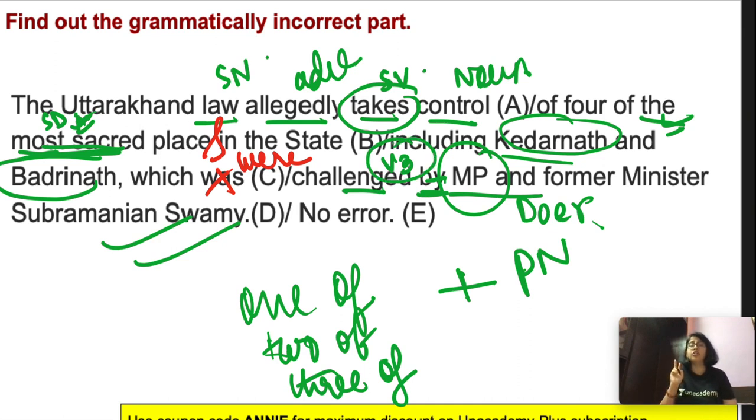So there is 1 error or 2 errors. There are 2 errors in this sentence. The errors are in parts B and C.